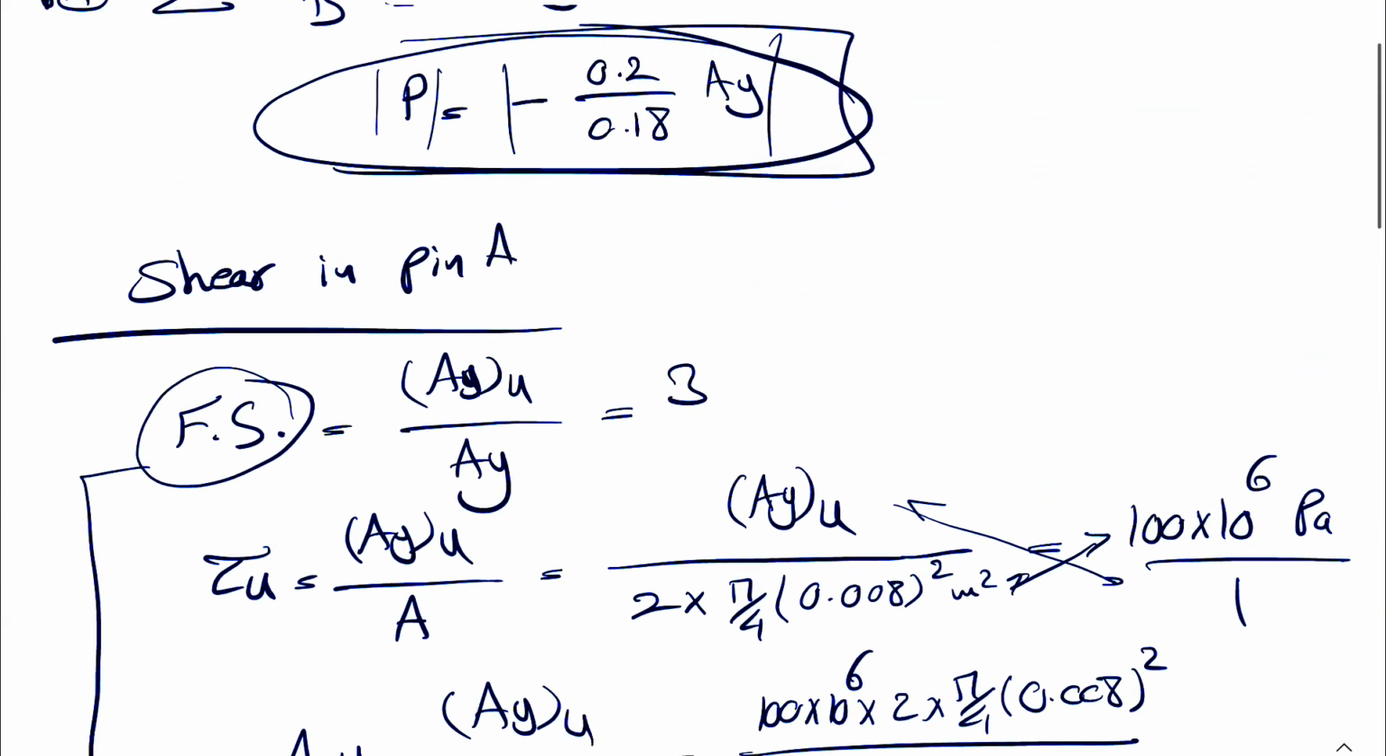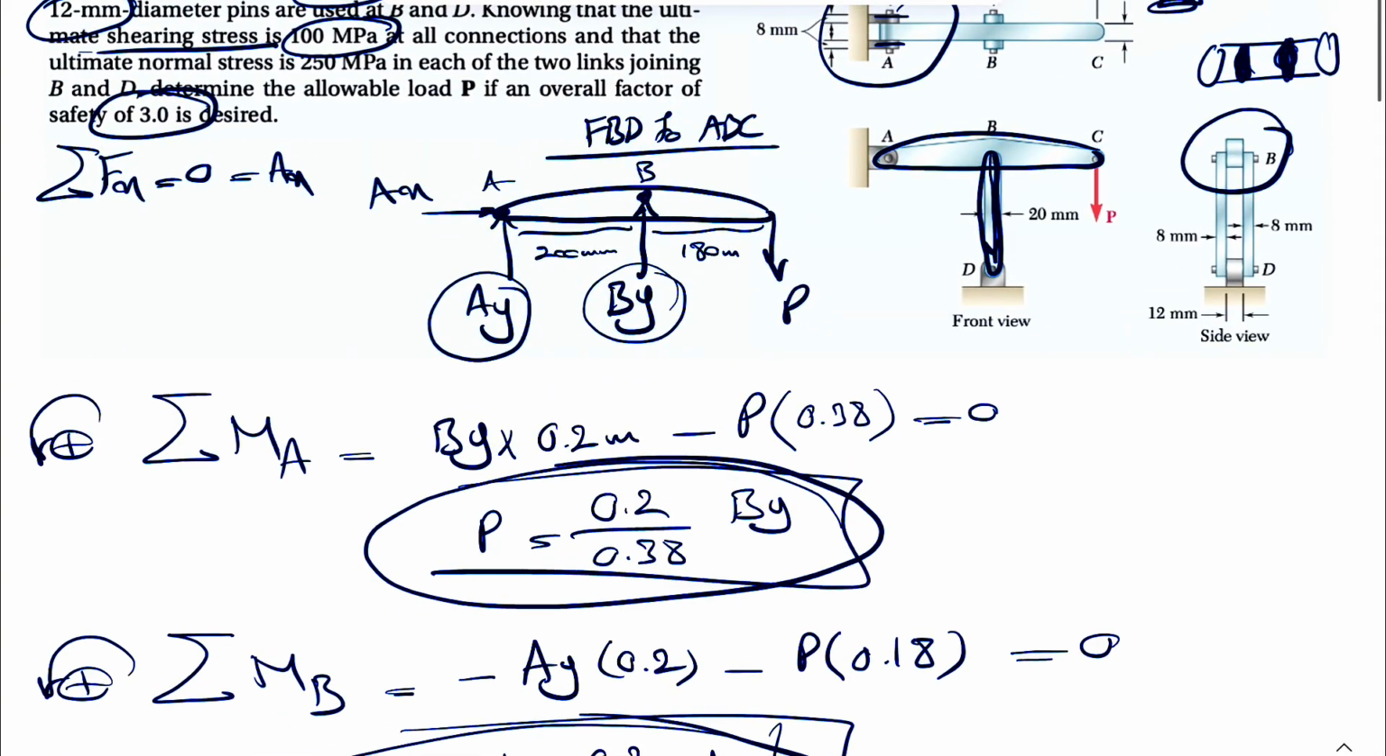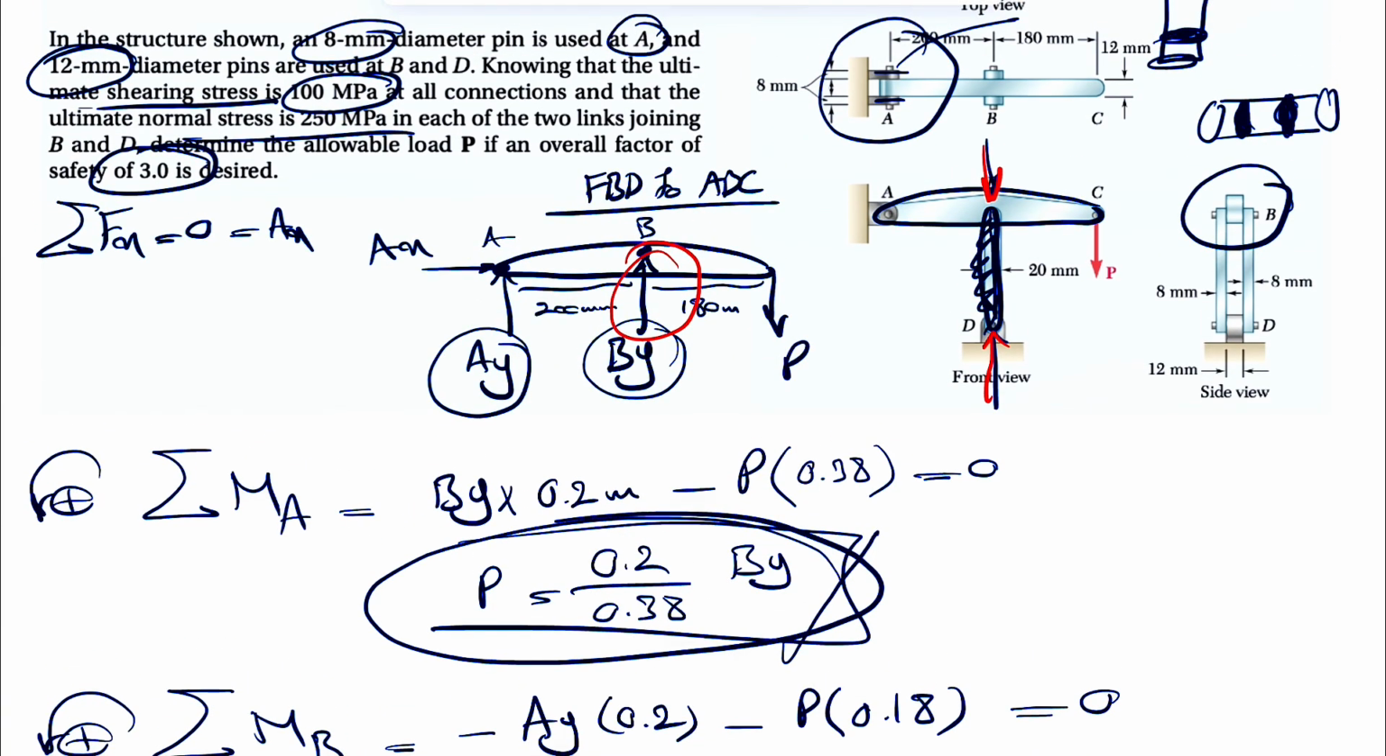So first of all, about the direction, if we get back to our free body diagram, the direction for By was correct. So that means the link BD will be in compression, because this is the force from the link to the joint. So the force from the joint to the link would be in the opposite direction. So the link will be in compression. So the normal stress that we're talking about in here is compression.